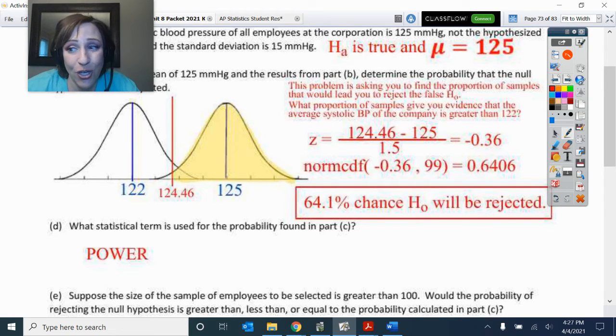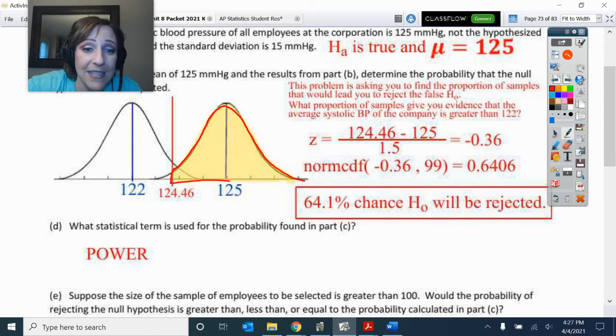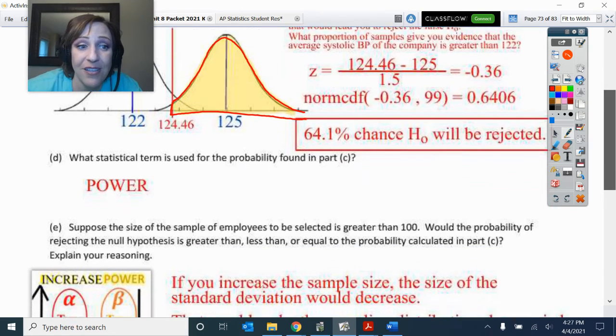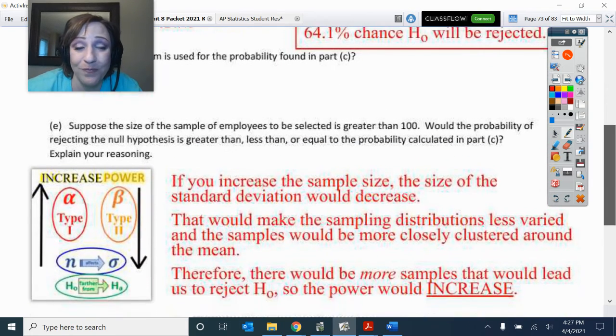And what statistical term is that? What proportion of samples, what's the probability that you would reject the null hypothesis if it is false, detect that? That's power.